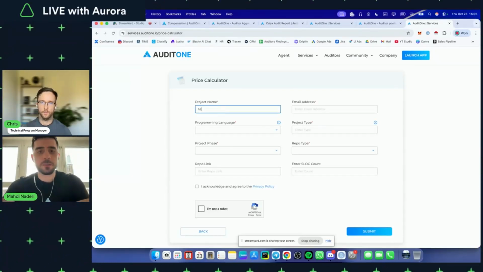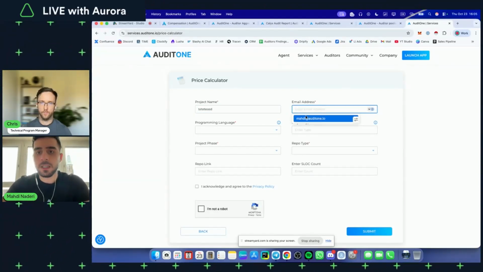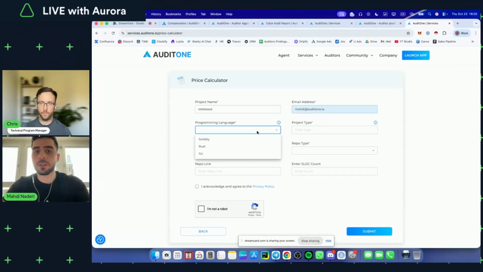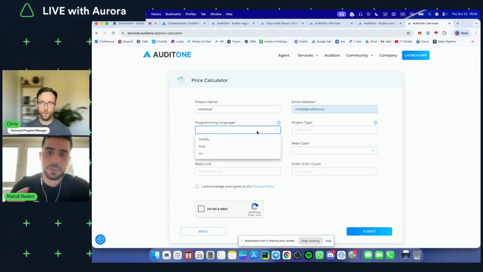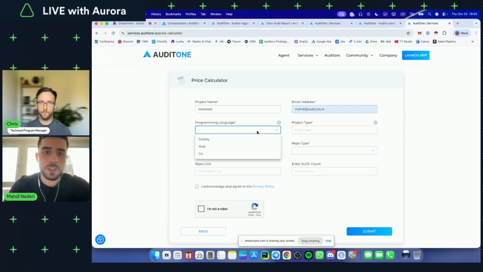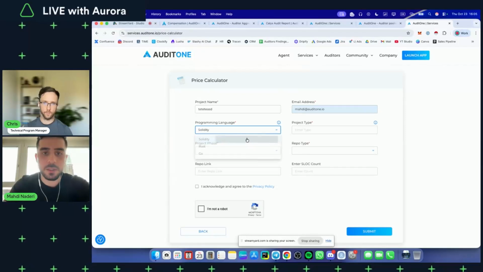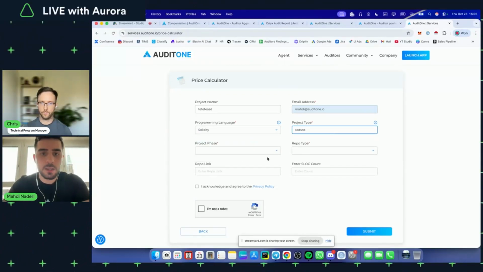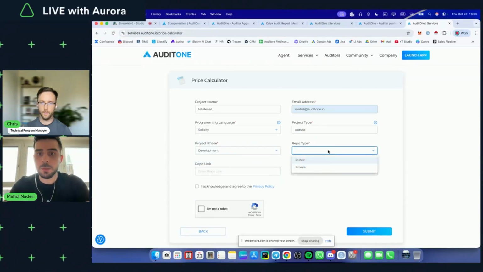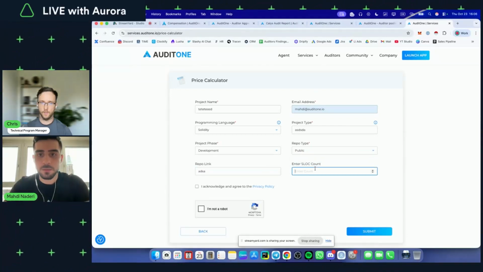I'm going to fill in some random data here just so we can see how it looks. And the programming language, of course, plays a role because some languages are more complex than others, therefore the price could be a little different. So let's choose Solidity as an example. And let's say development, repo type, let's say public, and I'm going to fill this.